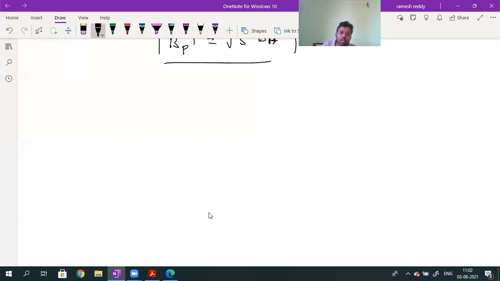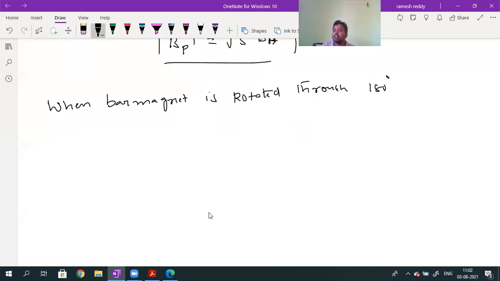Next one is when the bar magnet is rotated through 180 degrees clockwise. I want to calculate the resultant magnetic field induction value. Now initially this is the position of the bar magnet: the north pole is placed towards the geographic north.